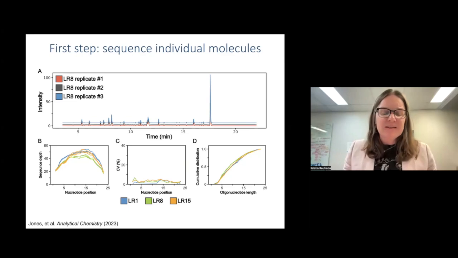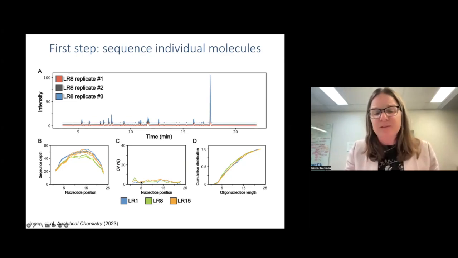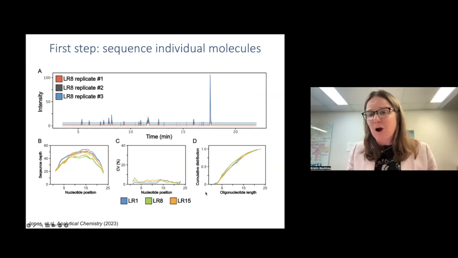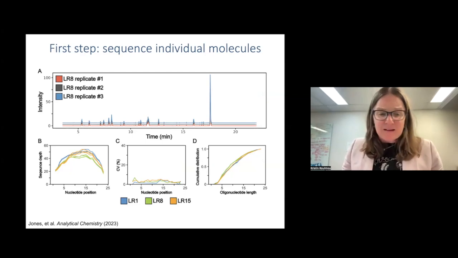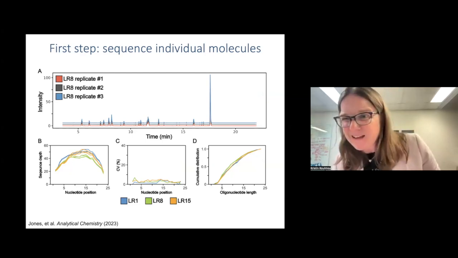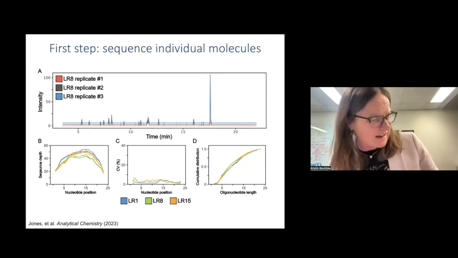He then went on and was able to reproducibly sequence 3 siRNAs labeled here LR1, 8, and 15, all of which have different numbers of 2' methoxy modifications. And that was a great start, but for me as a biologist, it really wasn't getting us where we wanted to go.